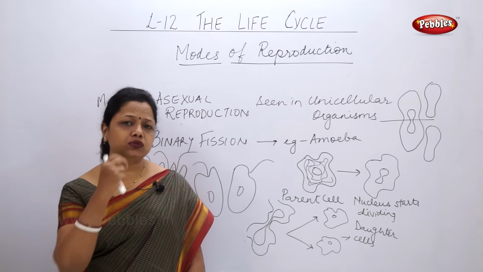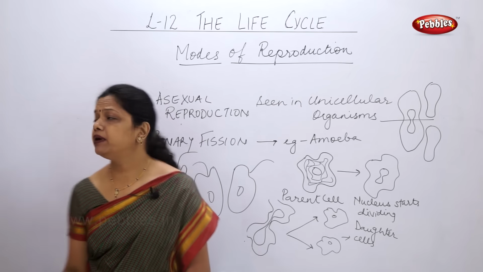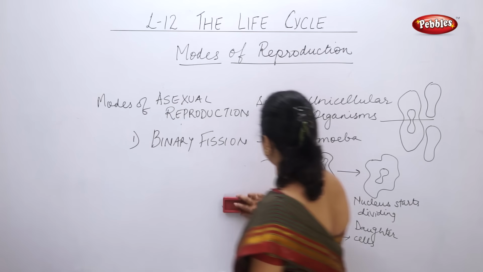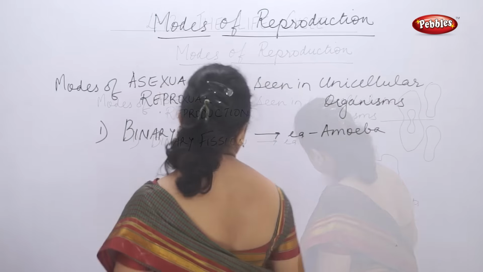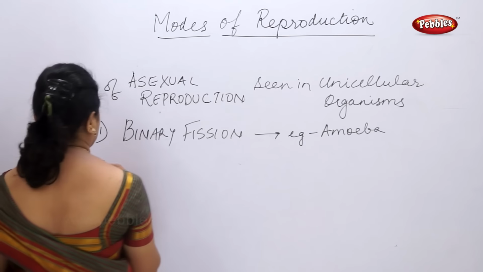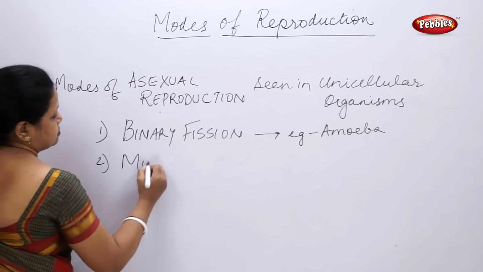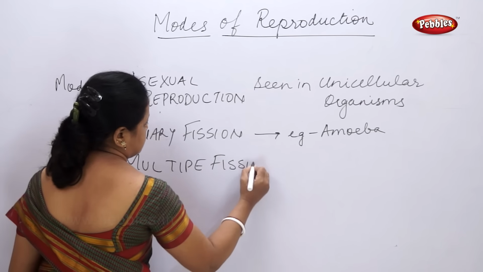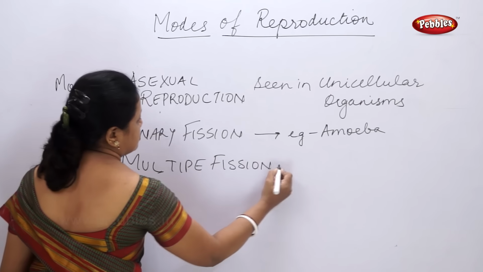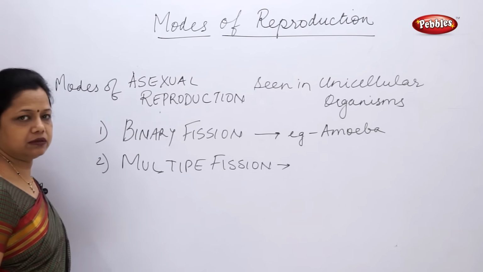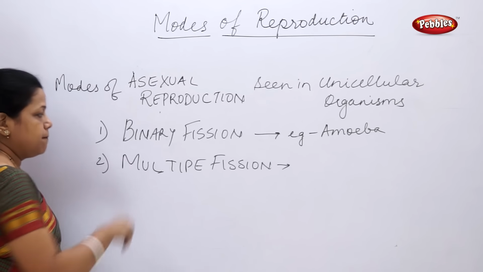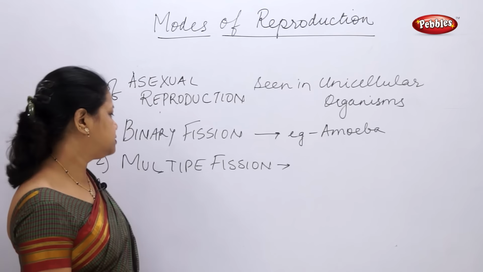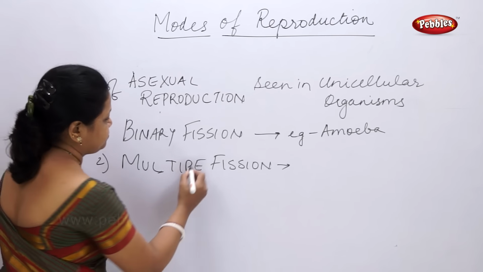Now amoeba also shows a type of fission which is known as multiple fission. Now let's go to the second type, which is called multiple fission. Now what do you mean by multiple fission? You can see the difference between two words. Binary fission, when it divides into two. Multiple fission, that means it must be dividing into more.